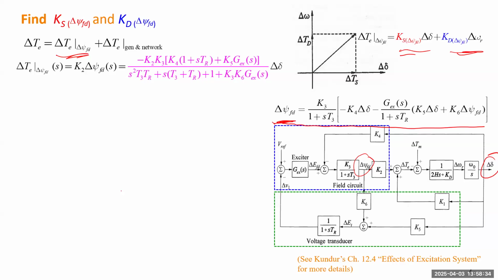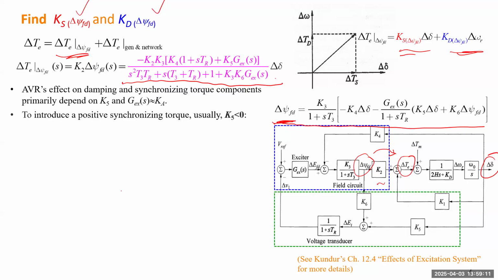Now, the next one, we need to go from the flux linkage to the electric torque. We basically just add another component, so it will have this transfer function. This tells you how the electric torque changes with the angle if you only have flux linkage changing. That's the transfer function we want. We want to figure out what those coefficients are.